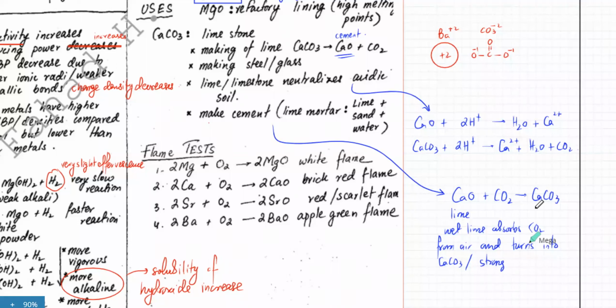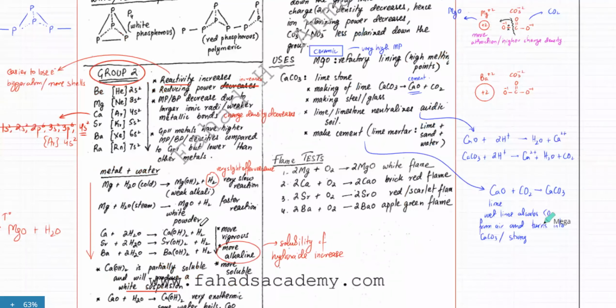And the rest, you have your flame test. Remember the flame test: Mg is a bright white flame. Calcium is brick red, strontium is a scarlet red flame. Barium is going to have an apple green flame. So that's all about group 2.